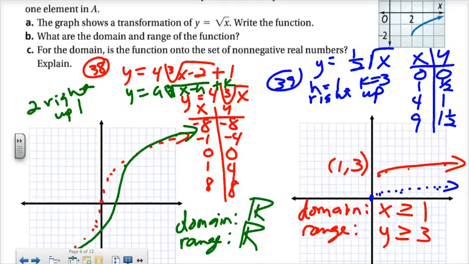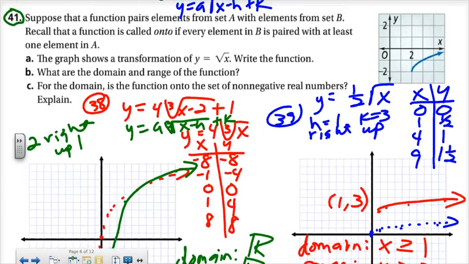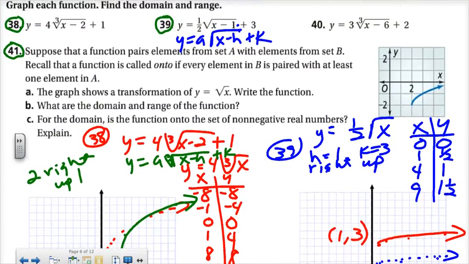Then I believe there was another one on this page I was going to go through with you. This says, suppose that a function pairs elements from set A with elements from set B. Recall that a function is called onto if every element in B is paired with at least one element in A. So this is assuming that you remember from exponential that we have what's called an onto function, if every element of B has some value in A that it came from. So you have this A, and it needs to spit out all of the B values that you have.